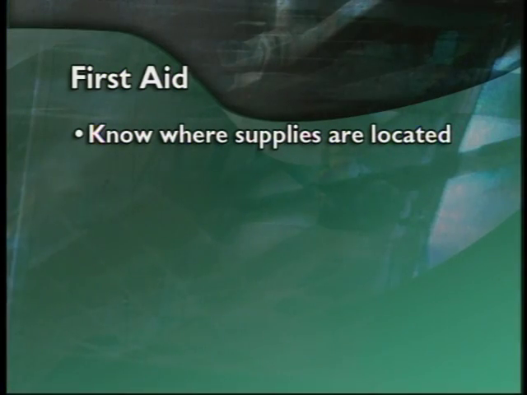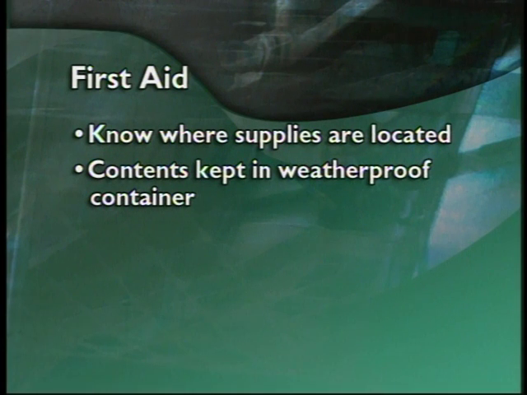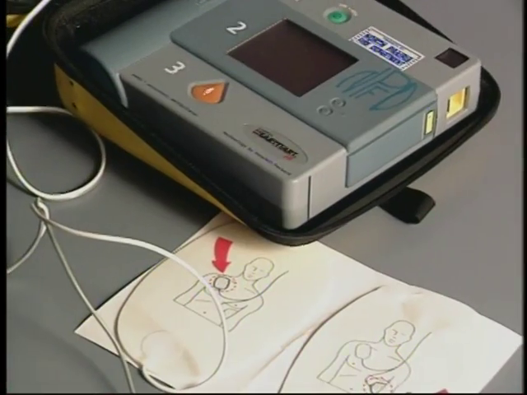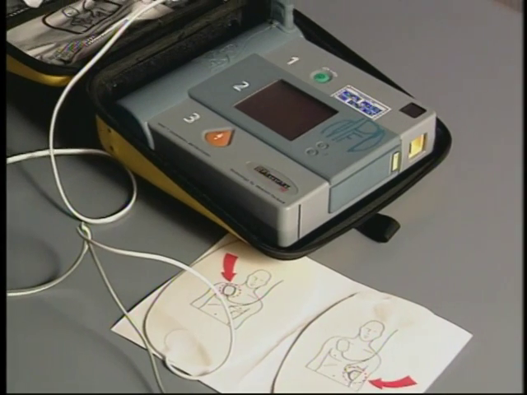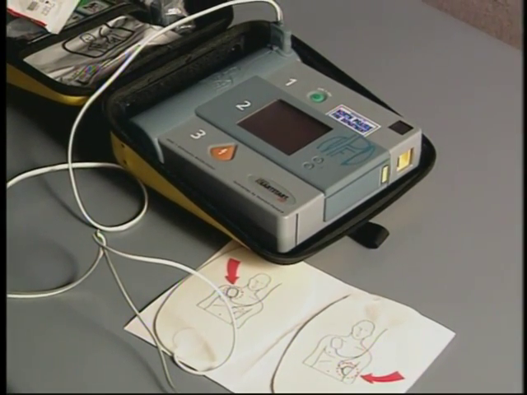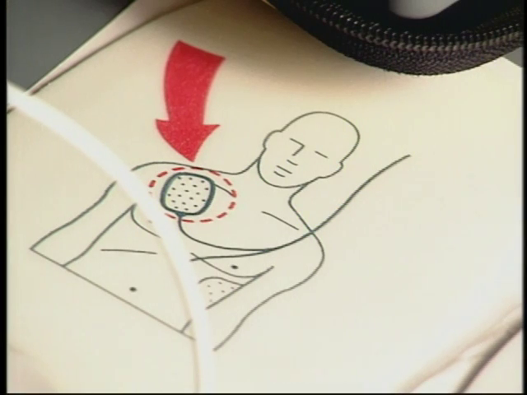Know where first aid supplies are located at your job site. The contents are to be kept in a weatherproof container with individual sealed packages for each type of item. Let your employer know when supplies are low. Some job sites have automatic external defibrillators, life-saving devices that can restore normal heart rhythm. Know who is trained to use one and who is trained in CPR.